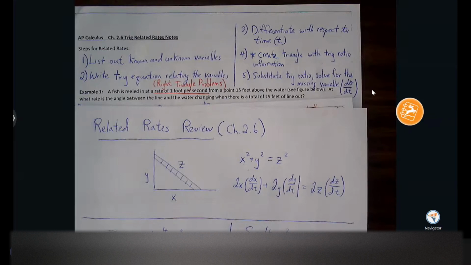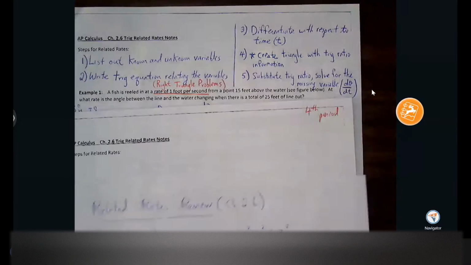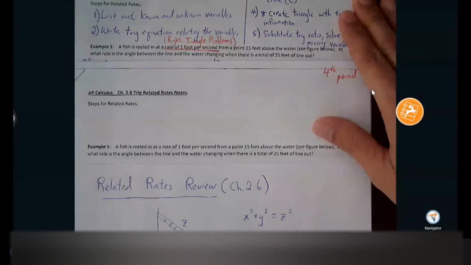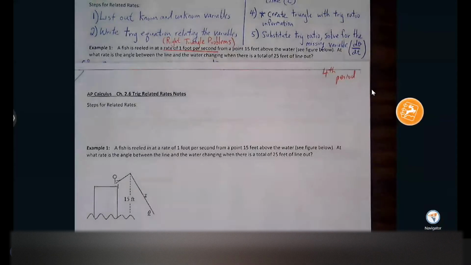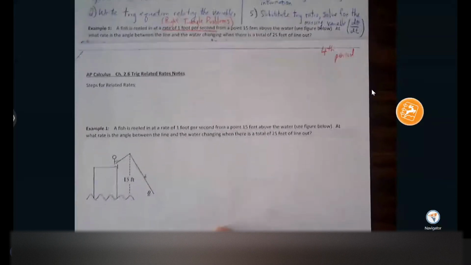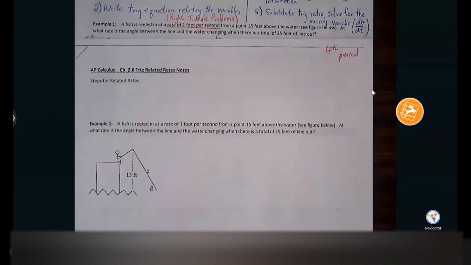Okay, so here's example 1. A fish is being reeled in at a rate of 1 foot per second from a point 15 feet above water. At what rate is the angle between the line and the water changing when there is a total of 25 feet of line out?